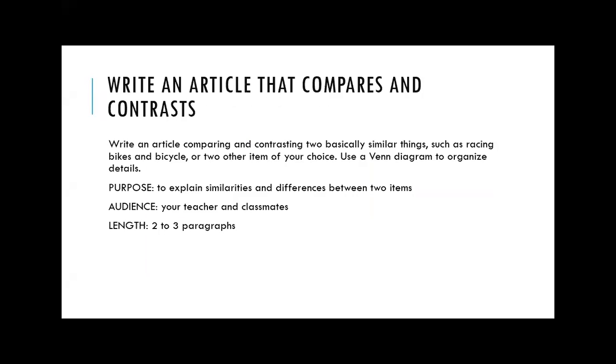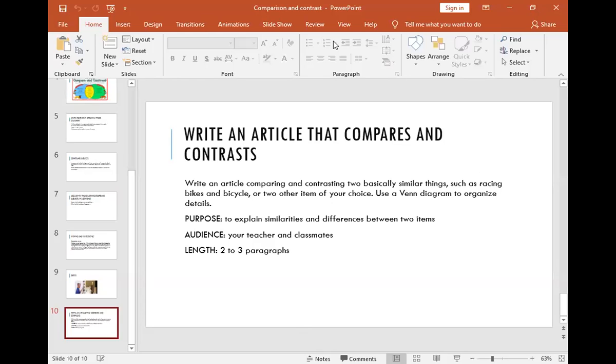One more practice exercise: write an article comparing and contrasting two basically similar things such as racing bicycles and bikes, or two other items of your choice. Racing bikes or racing bicycles, what are the differences and similarities between the two? Use a Venn diagram to organize details to explain similarities and differences between two items. Your audience is your teacher and your classmates, and length should be 2 to 3 paragraphs. Is this fine? I hope that things are clear to you. Yes or no?